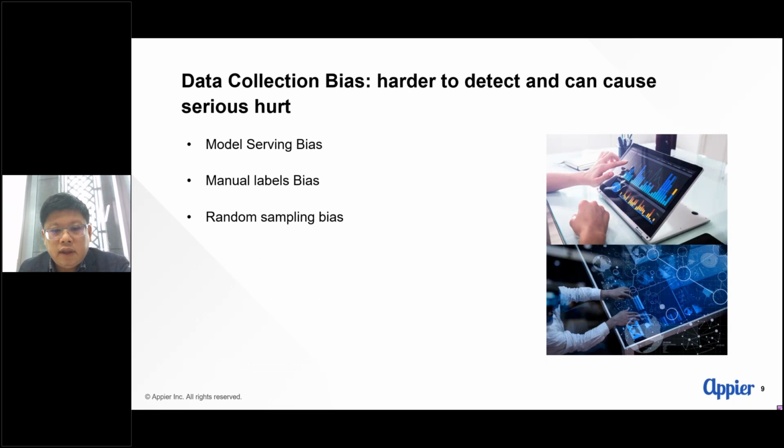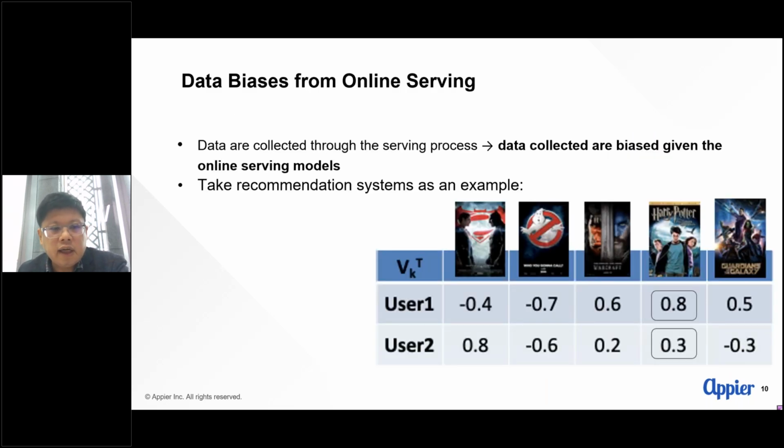In Appier, or in some machine learning service companies, we found an even more serious problem in collecting data, which is the bias that can be introduced through the data collection process. Below, I will introduce three very common biases we have faced. The first is the data bias from online serving. Usually, we are building a machine learning model, but the training data will be collected from another model that's currently serving our customers. For example, a recommendation system.